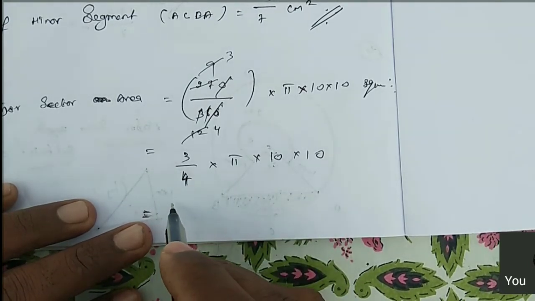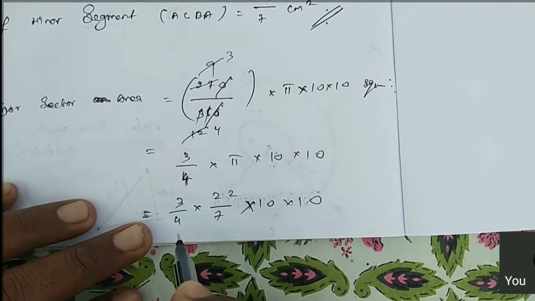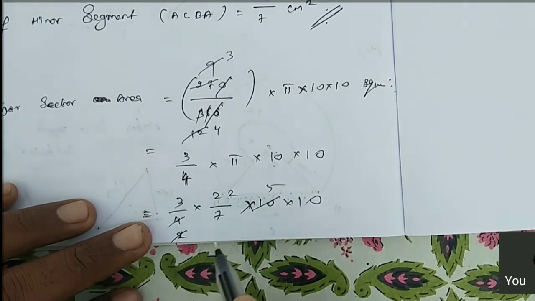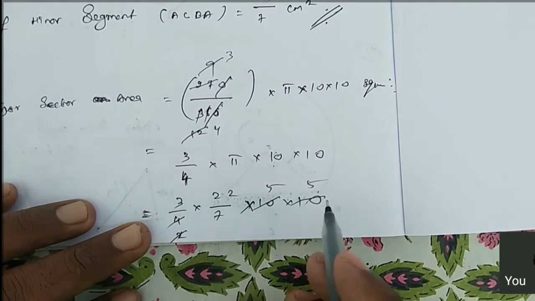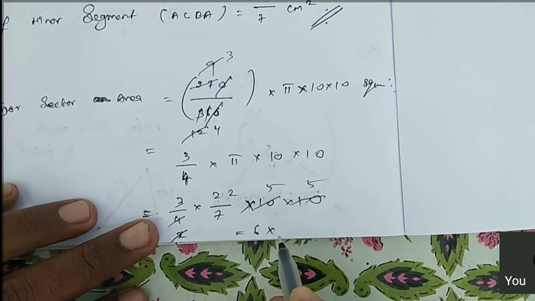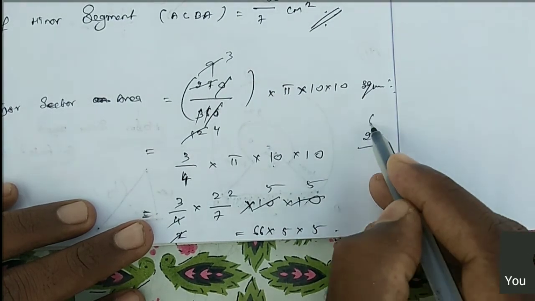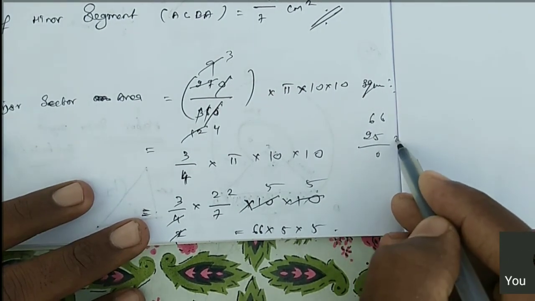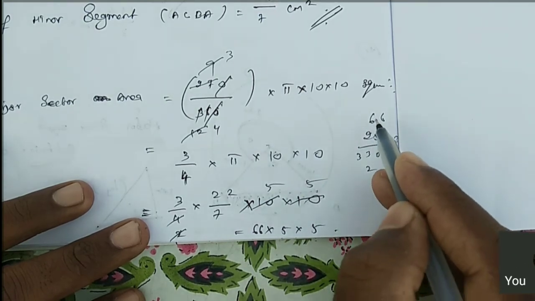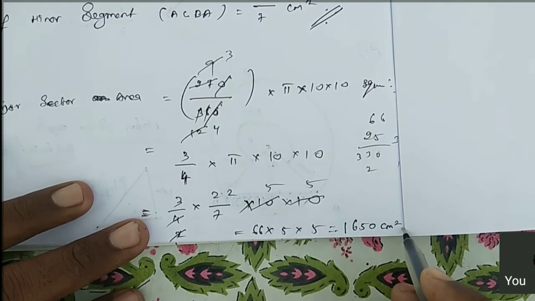We can multiply. 3 by 4 into 22 by 7 into 10 into 10. Again you can cancel it, 5 times, 2 times, again 2, 5 times. So what is the answer? 3 22s are 66. 66 into 5 into 5, which is 25 into 66. The answer is 1650 centimeters square. That's all.